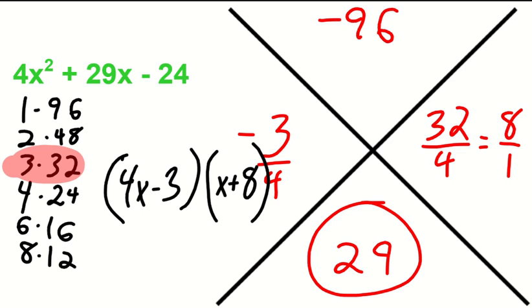A couple of y'all I saw had it with your signs flipped on that and had 4x plus 3 and x minus 8. And just be careful, whatever sign is on the bottom of your x, that's the sign of your bigger number. Okay, so if the bottom number is positive, bigger number is positive. If the bottom number is negative, bigger number is negative. They could both be negative, but the bigger number is definitely negative.